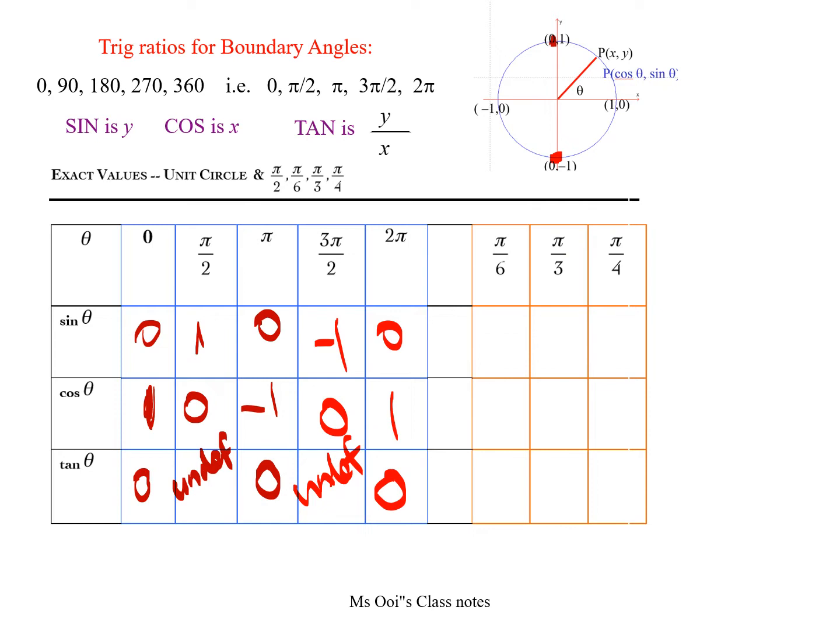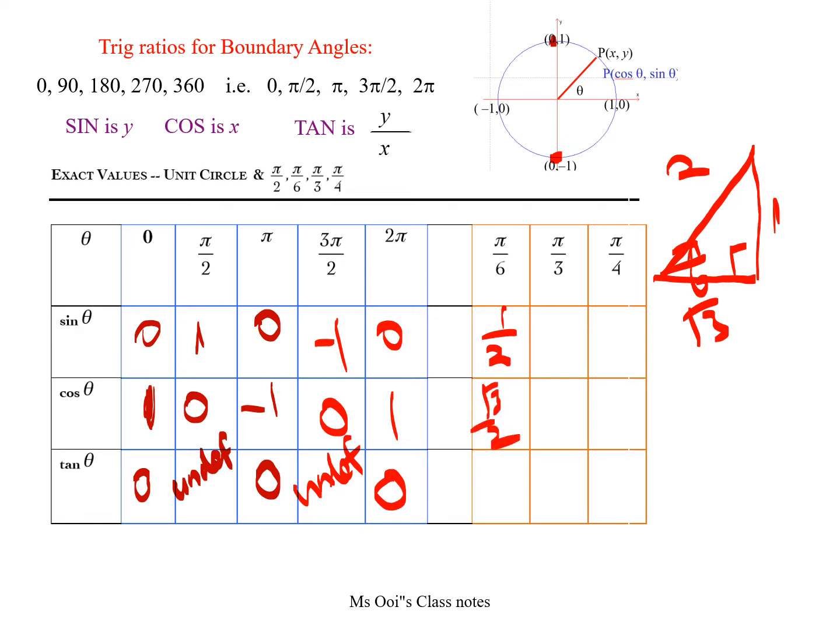For pi 6, pi 3, pi 4, it will be good to use the special angles. I'm going to put pi over 6 here, 30 degrees. So immediately I put 1 here, 2 here, and root 3 here. That's the hypotenuse. So sine pi over 6 is opposite over hypotenuse. Remember this well: sine pi over 6 is 1 over 2. And therefore cos pi over 6 will be root 3 over 2, and tangent pi over 6 will be just 1 over root 3, or root 3 over 3.